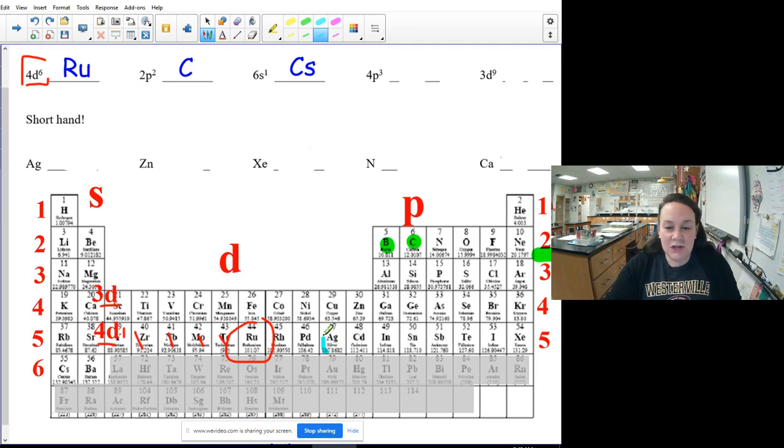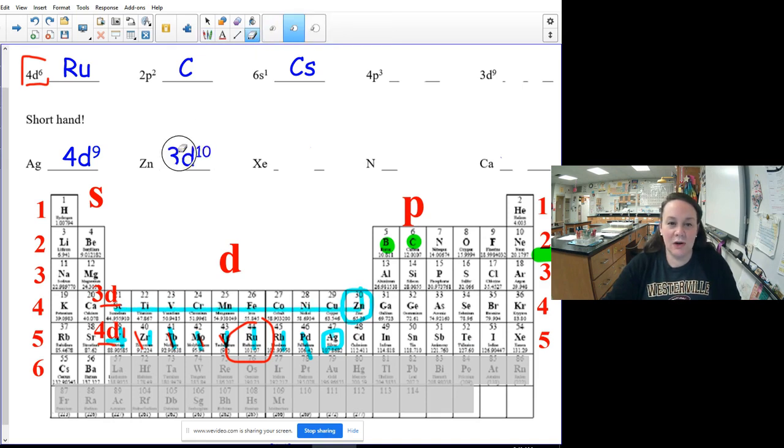You look at Ag, and Ag is in 4d. 1, 2, 3, 4, 5, 6, 7, 8, 9. 4d9. Zn, where is the end? That's going to be 3d10. Shorthand. Let's do another harder one.